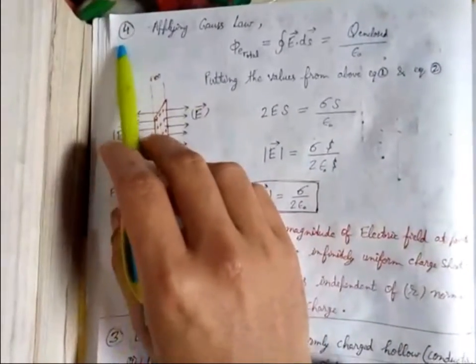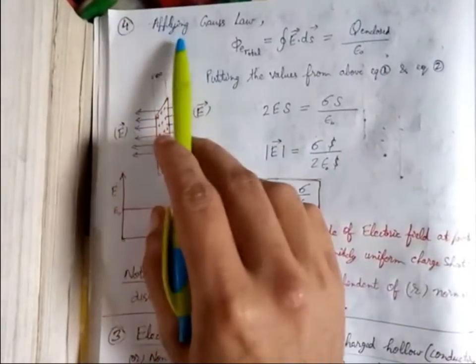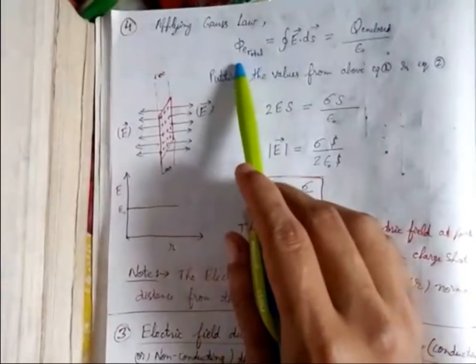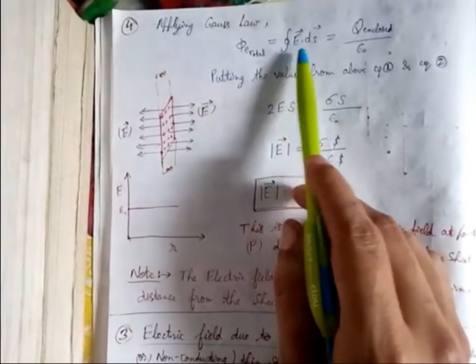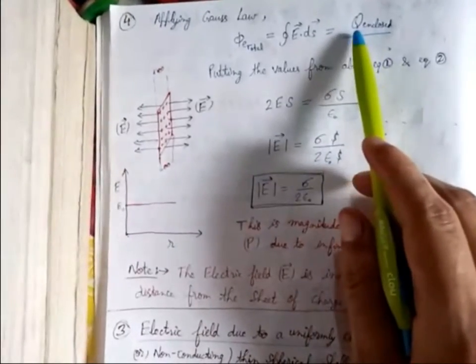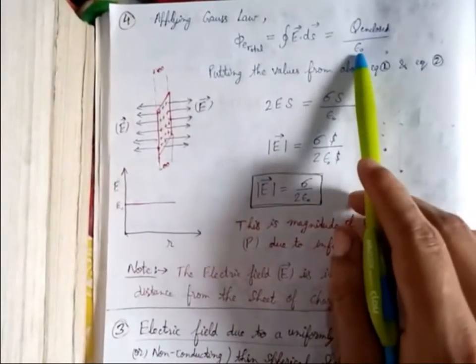Step 4. Apply the Gauss law. The statement of Gauss law is: total electric flux, that is closed integral E dot ds, equals Q enclosed, the charge enclosed, divided by epsilon naught.